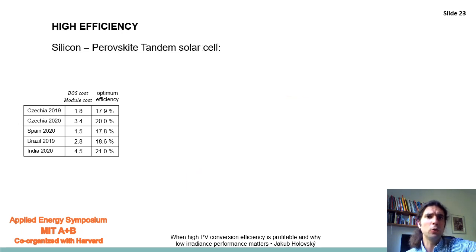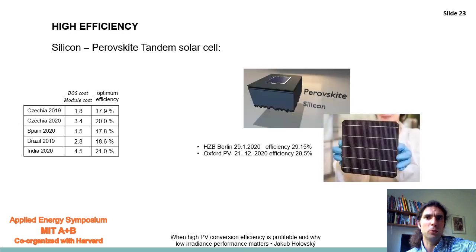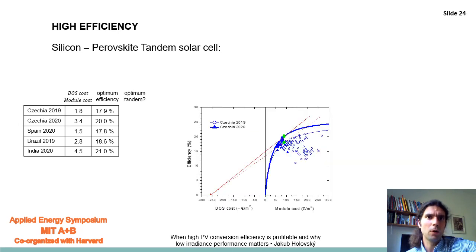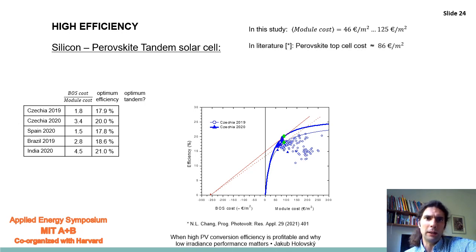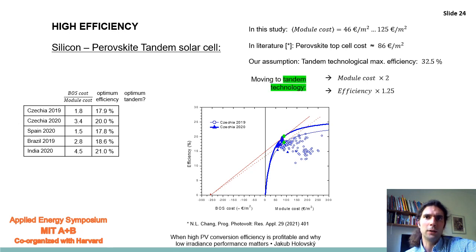But because the breaking news are coming from perovskite community, we want to apply this analysis to silicon perovskite tandem also. For that, we have to rely on some literature values of additional cost of perovskite layer and also make some guess about the maximum technological efficiency. Altogether, we arrive to quite rough numbers that when moving to tandem, the module cost increases twice and efficiency by 1/4.